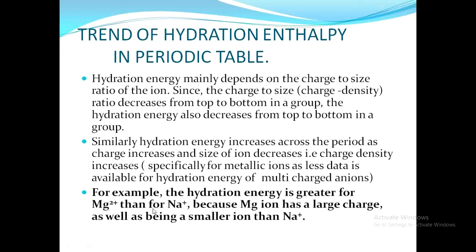So for example, along the period the hydration energy is greater for Mg2 positive than Na positive, because the magnesium ion has a larger charge as well as being a smaller ion than sodium positive. This is the same reason that I was giving previously for the along the period trend, that the charge density is basically increasing. So if the charge density increases, the hydration enthalpy would also be increasing.